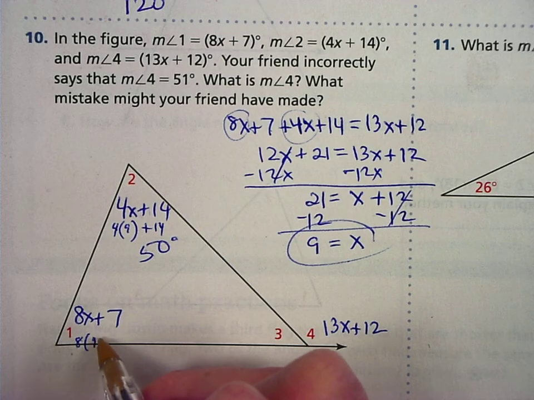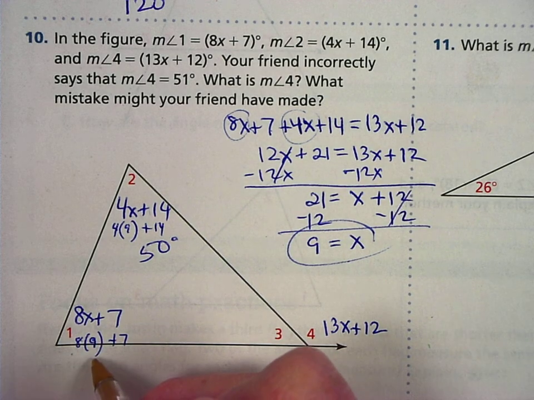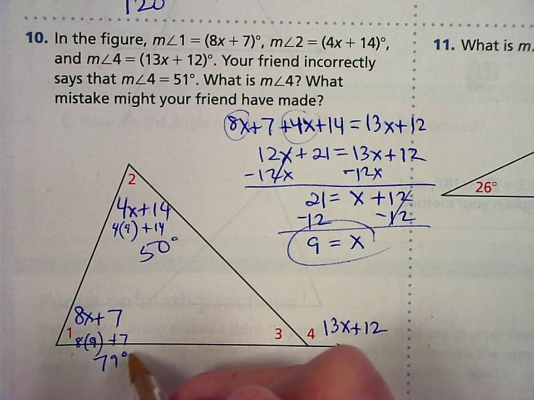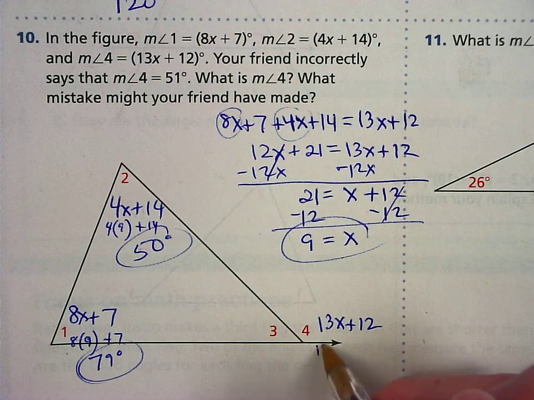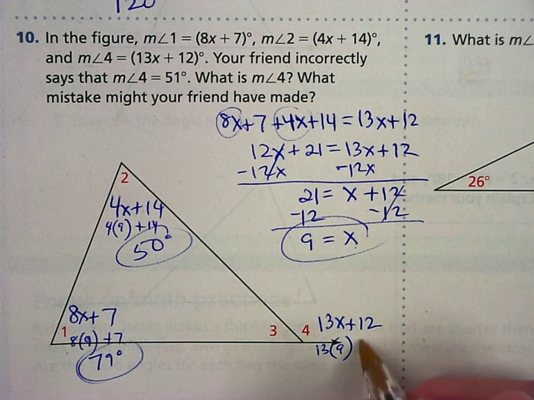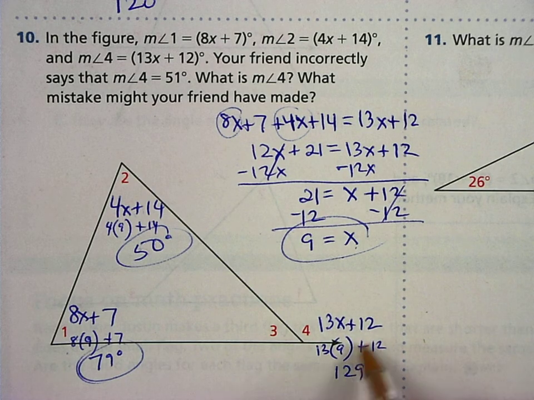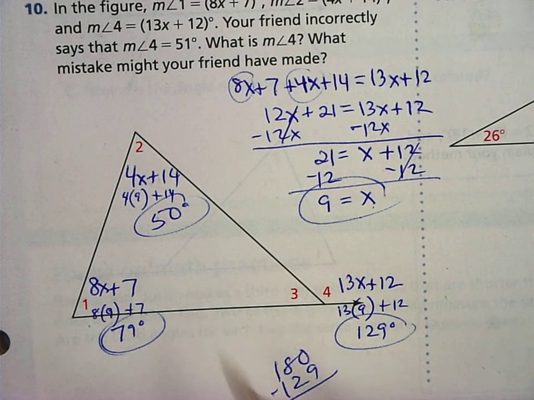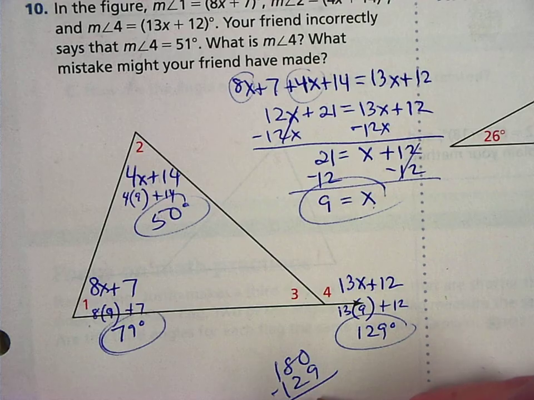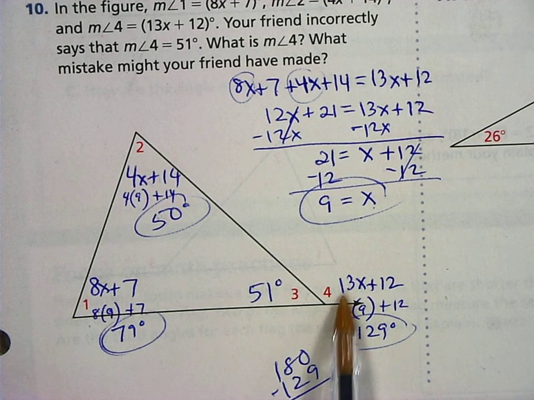8 times 9 plus 7 is 79 degrees. So angle 1 is 79 degrees. And then 13 times 9, because x is 9, plus 12, so I know angle 4 is 129 degrees. Now I could subtract 180, take away 129, or I could add these two together and subtract from 180, but I know that angle 3 has to be 51 degrees because these two are supplementary.